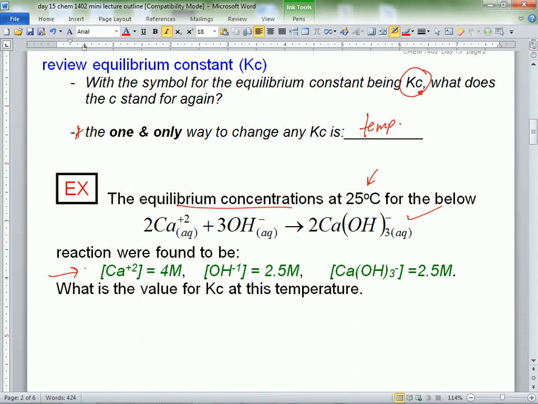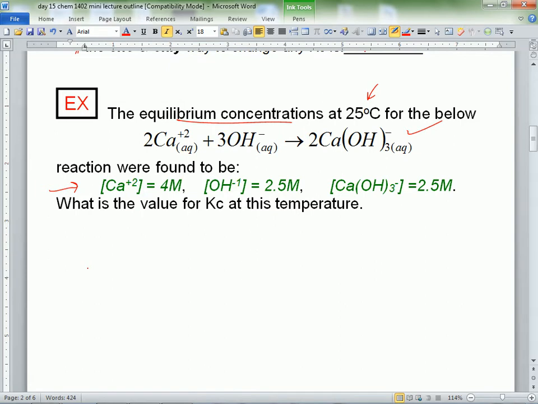What's Kc again? Products over reactants. And everything has to be at its equilibrium concentrations. Well, that's what they gave us. All right, so I guess you kind of got to be careful, right? Because not everything's going to be an ICE problem, but so this isn't. So go ahead and try it. Calculate the concentration of products over reactants.